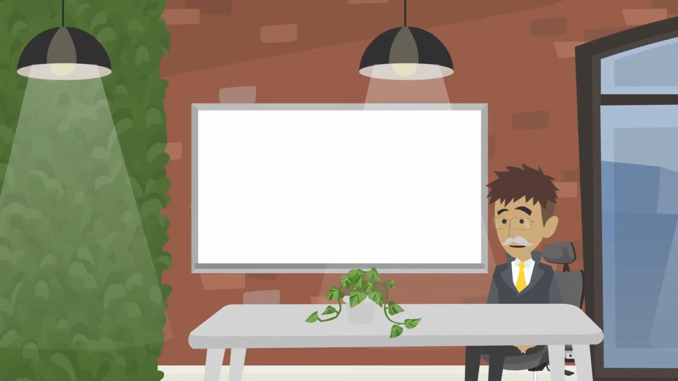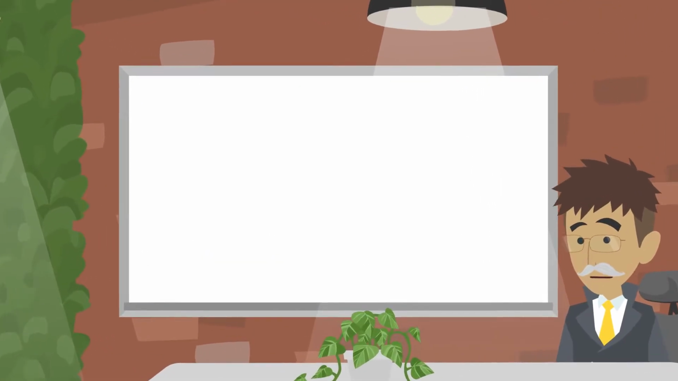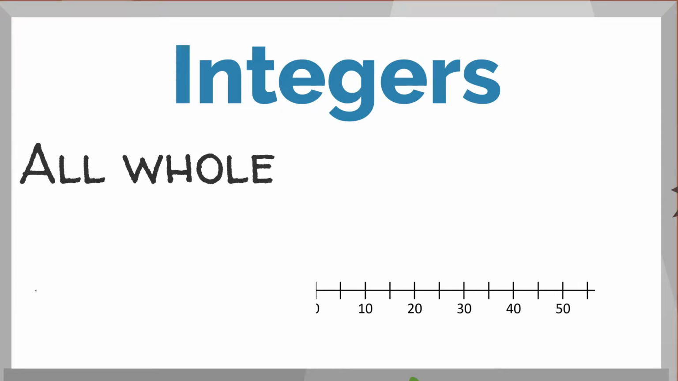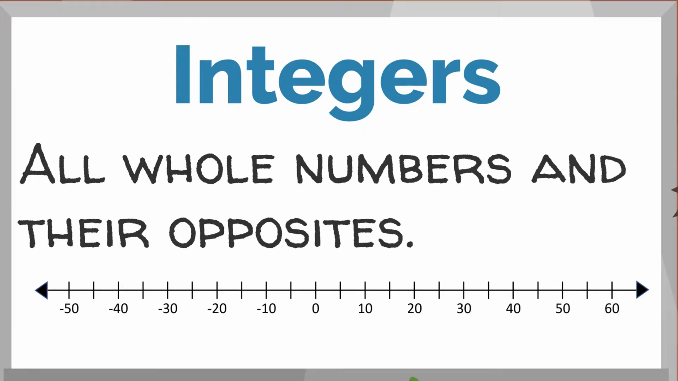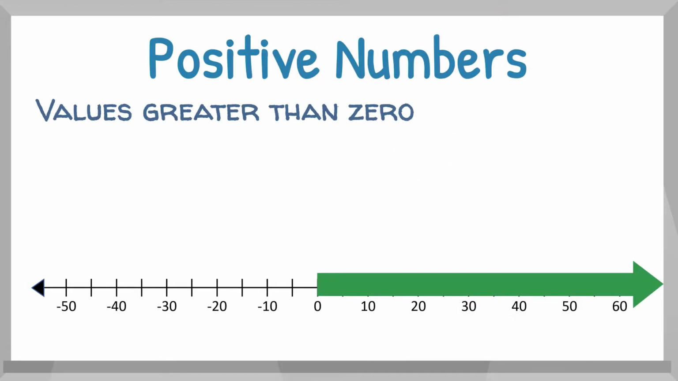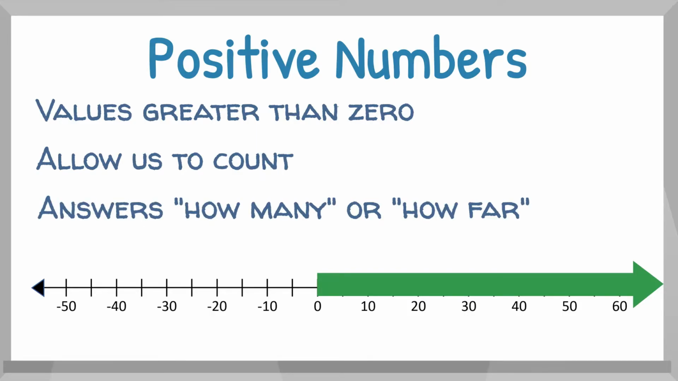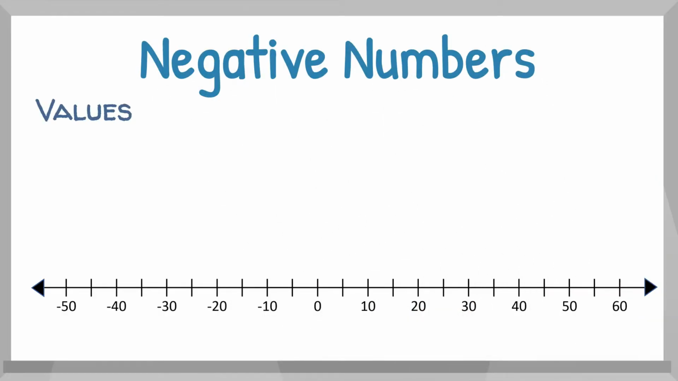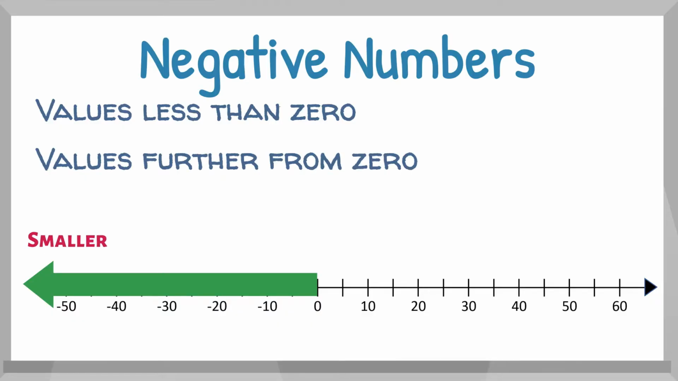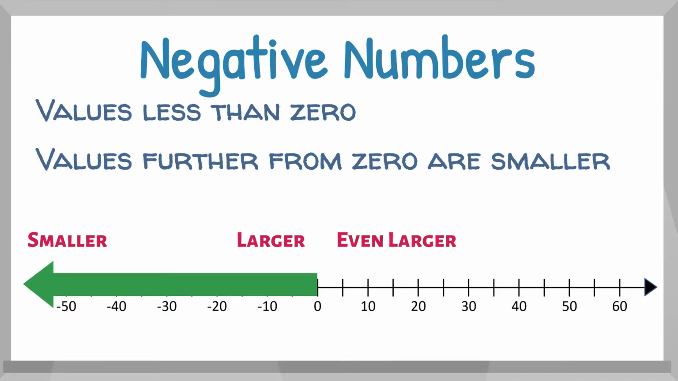One feature of real numbers that we often work with as adults is the idea of signed numbers, positive and negative values. One type of signed number is the integer. Integers are all the whole numbers plus their opposites. Positive numbers are values greater than 0. Positive numbers allow us to count and answer questions such as how many or how far. Negative values are numbers that are smaller than 0. Negative values that are further away from 0 are smaller in value than those closer to 0.